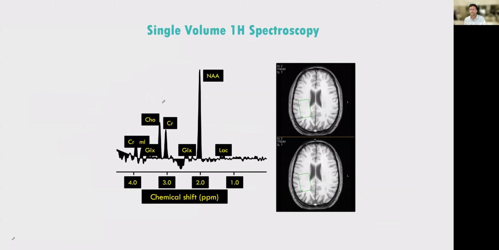In single voxel, I said the peaks are very clean. If you're looking for small metabolites or you want the cleanest peak, and if you have time on your side, you run one single voxel and one intermediate TE sequence, both.